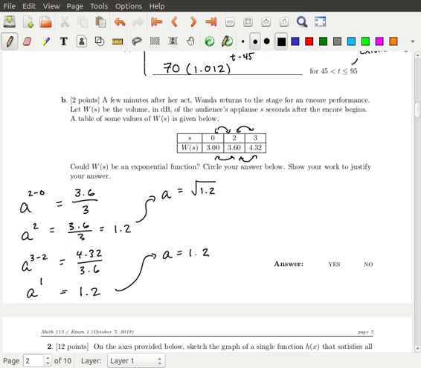So we're getting different a values depending on the pairs of points we're choosing, and so this can't be exponential. Right? We would need some consistency. We'd need to be finding the same a value regardless of the points that we take.